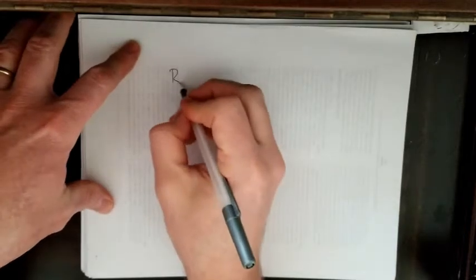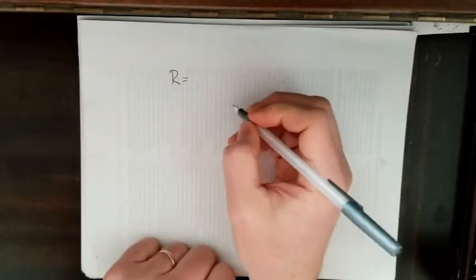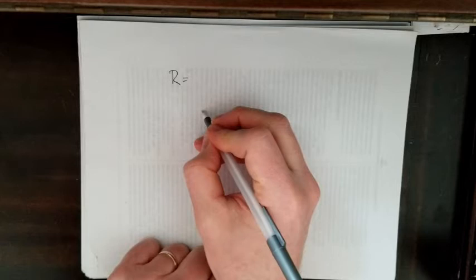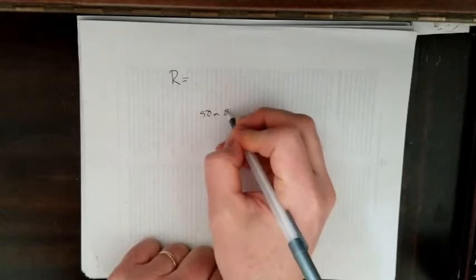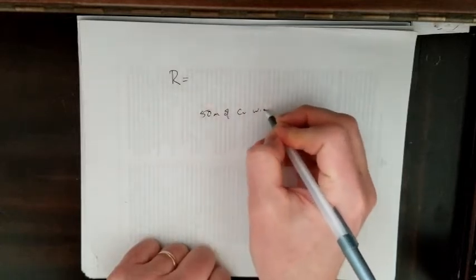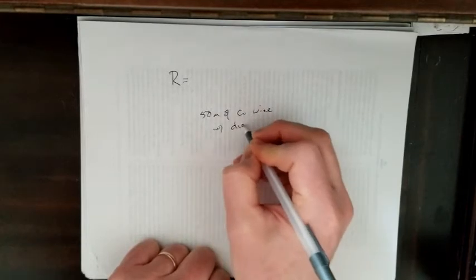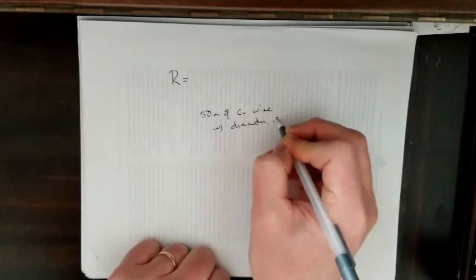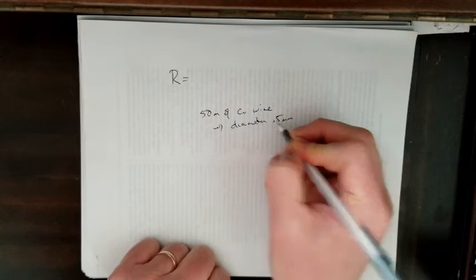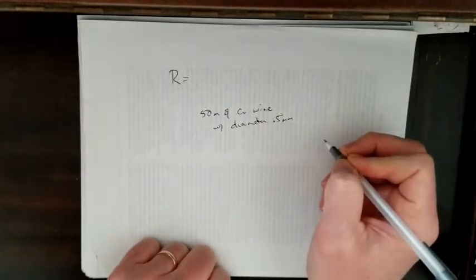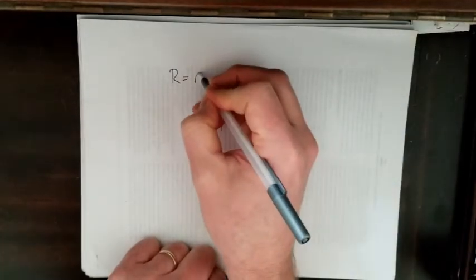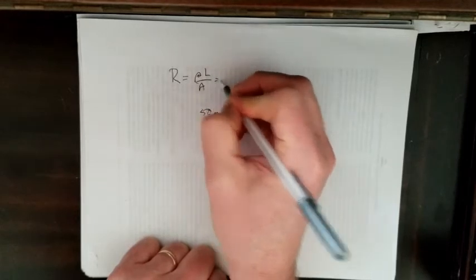So let's talk about resistance. Let's take copper, for example. If I have 50 meters of copper wire with diameter 0.5 millimeters, what is the resistance? Well, the formula is rho L over A.